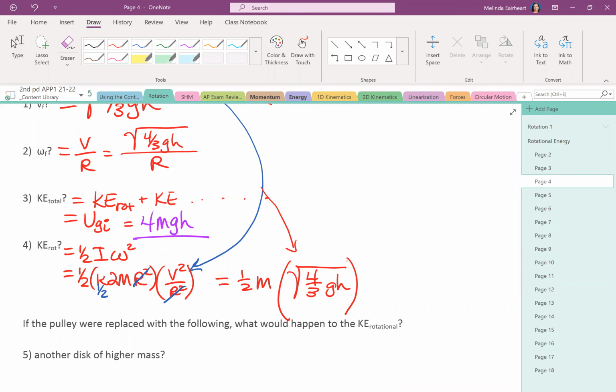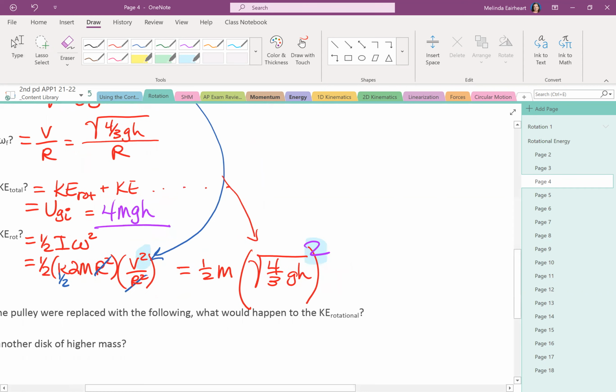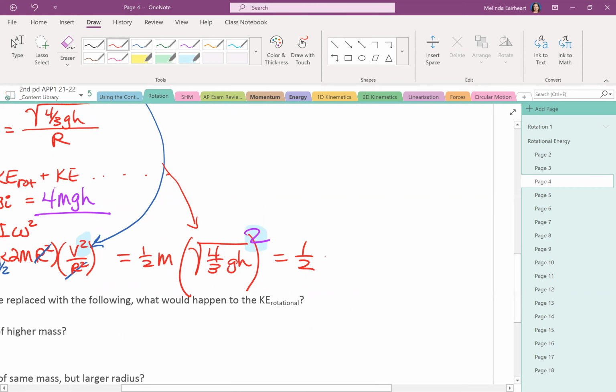Well, don't forget to square, Miss Earhart. V squared. And so what's going to happen to that square root? It goes away. And so we get 1/2 of M times 4/3 GH. Take care of your fractions. 1/2 of 4/3 would be 2/3.